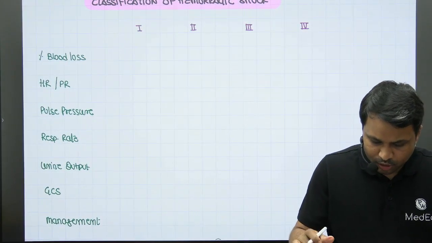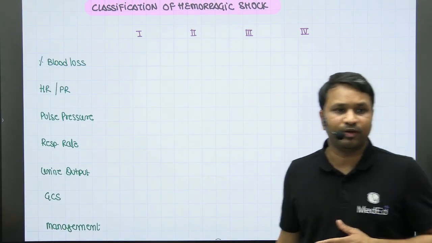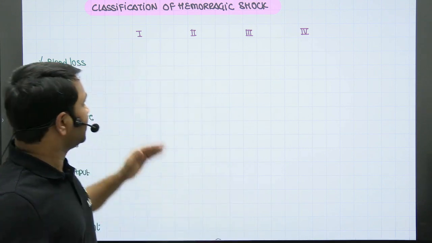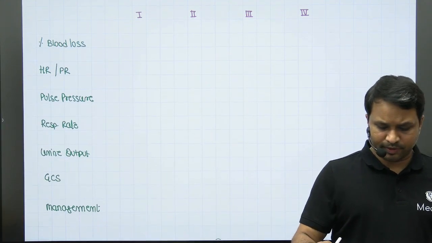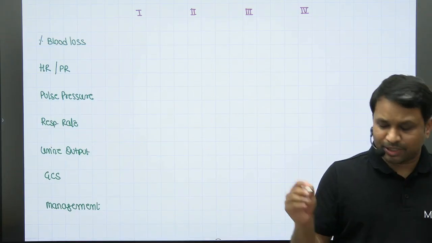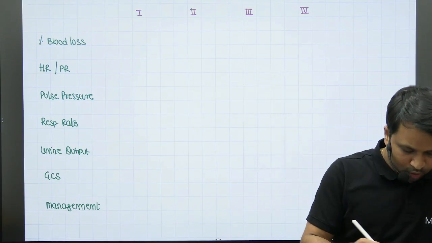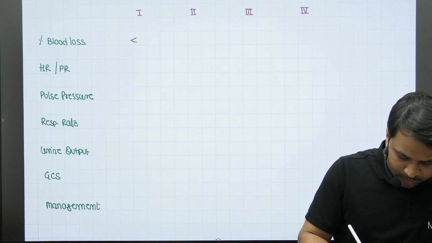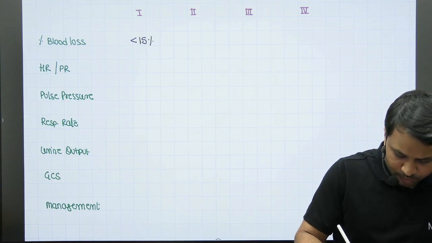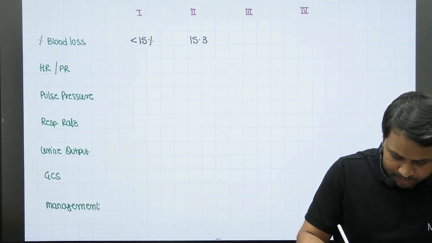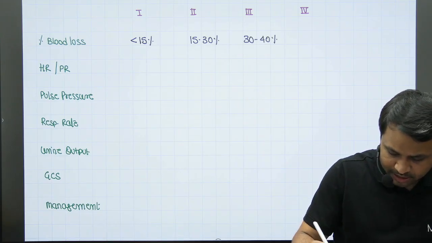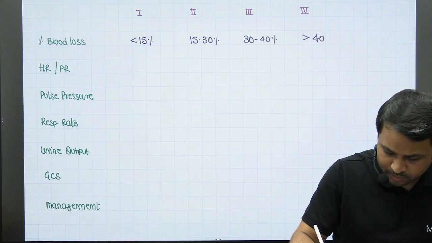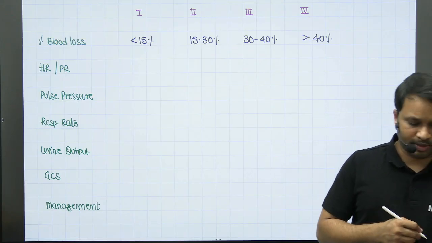Right. So in terms of hemorrhagic shock, we have divided them into 4 different classes: class 1, class 2, class 3, class 4, and these are the parameters and the criteria for management that we're going to follow. Now, in order to call a patient as having a class 1 hemorrhagic shock, the volume of blood that is lost should be less than 15% of its total volume. If it is 15 to 30%, it is class 2. If it is 30 to 40%, it is class 3. And if it is more than 40%, it is going to be class 4 hemorrhagic shock, right?